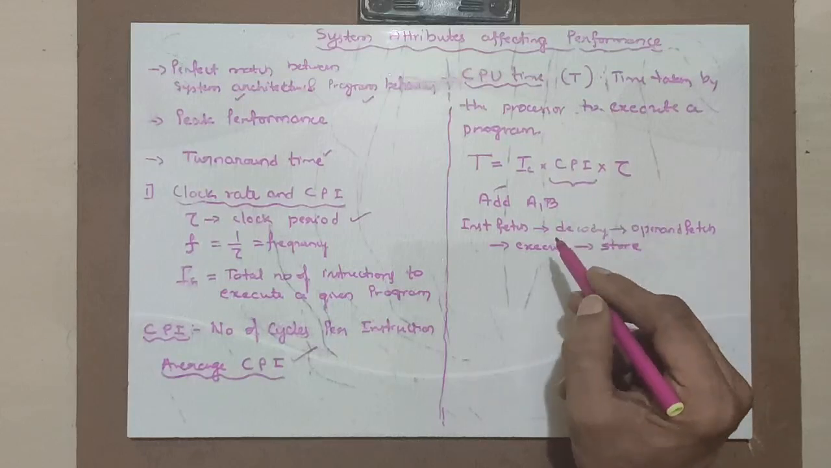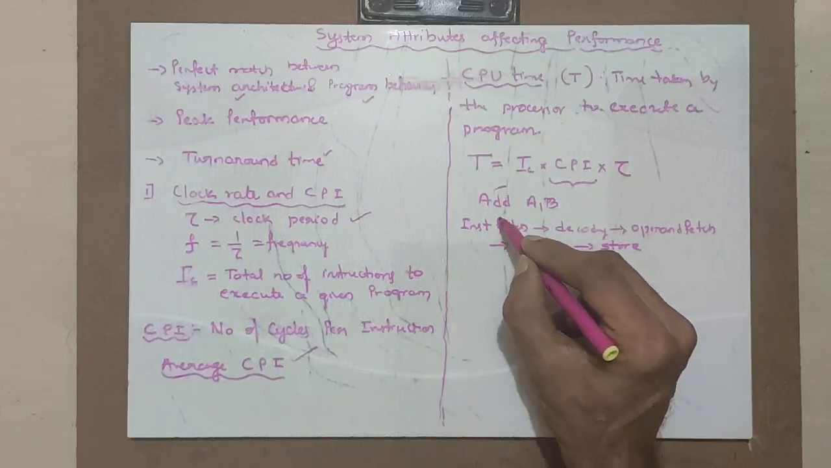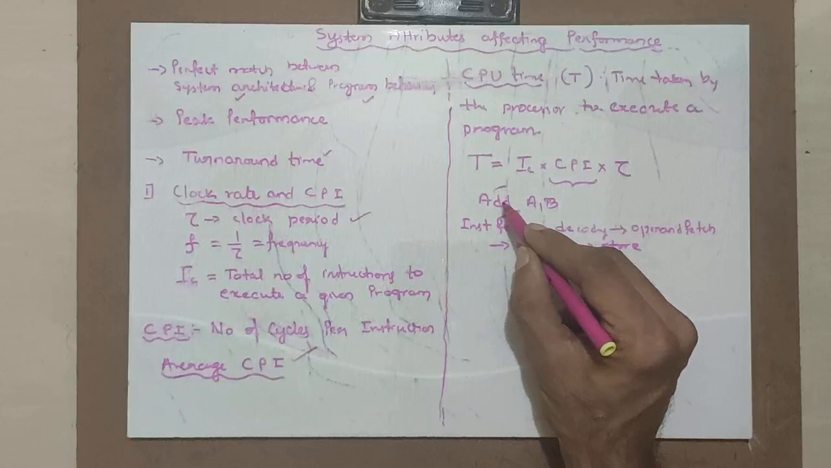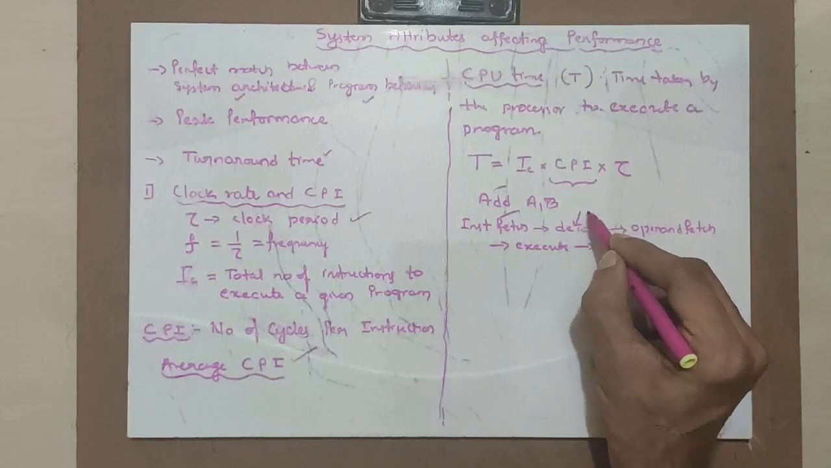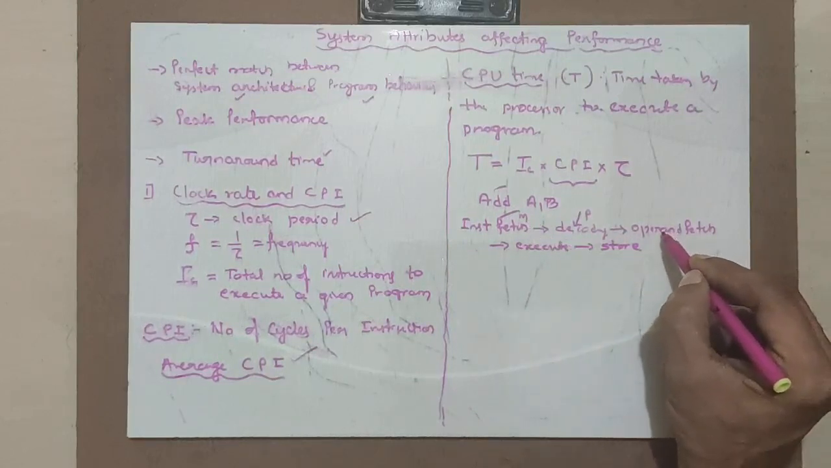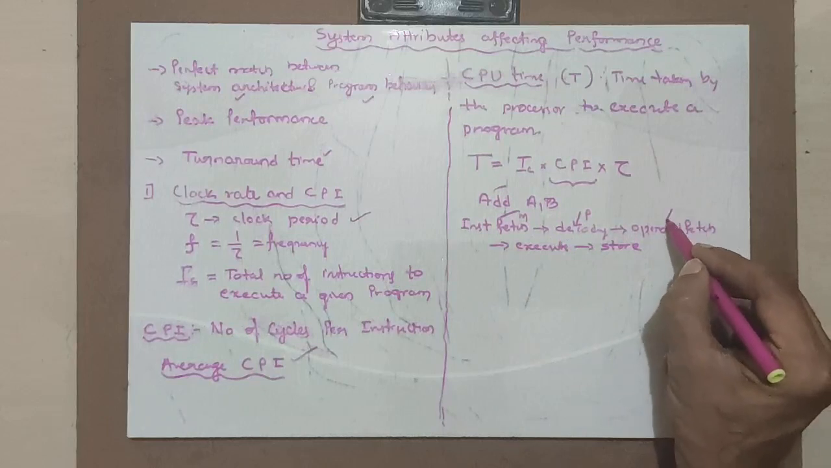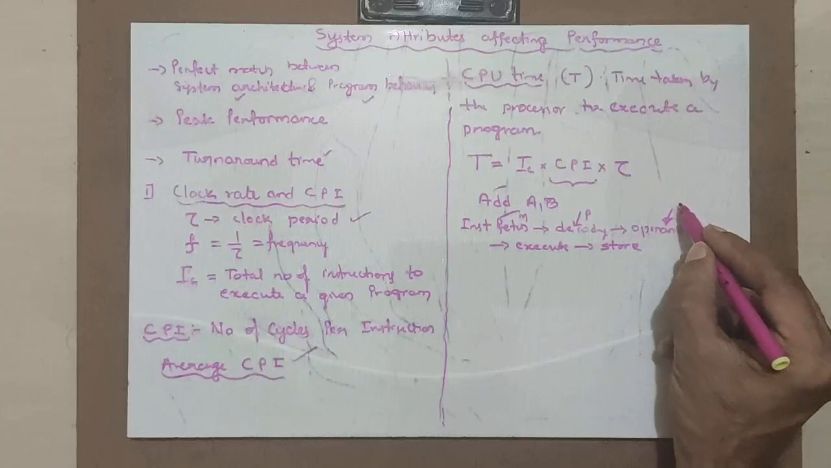Now if you see this, there are instructions related with the memory. First is instruction fetch, from where you are fetching this instruction add, from memory. Decoding takes place in the processor. Hence this is a processor related operation. This is a memory related operation. Operand fetch, from where you are bringing or fetching the operands A and B, from memory, obviously a memory operation.